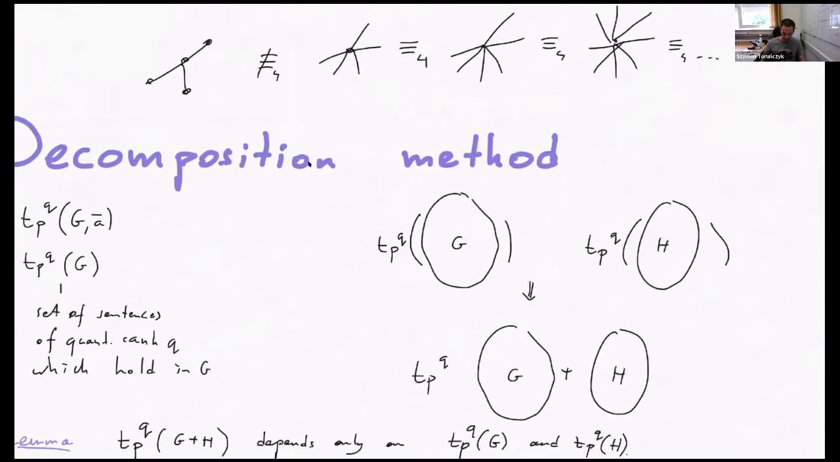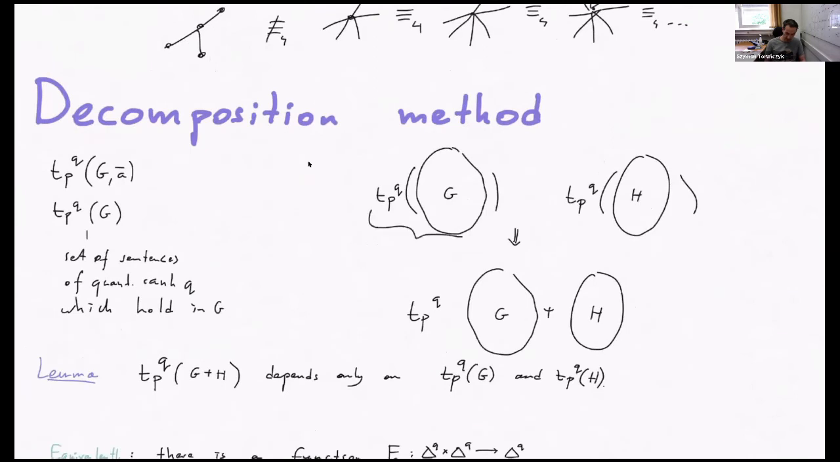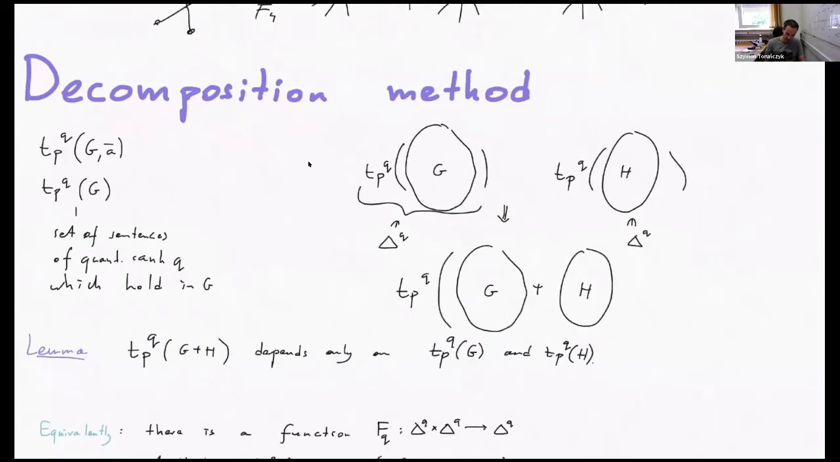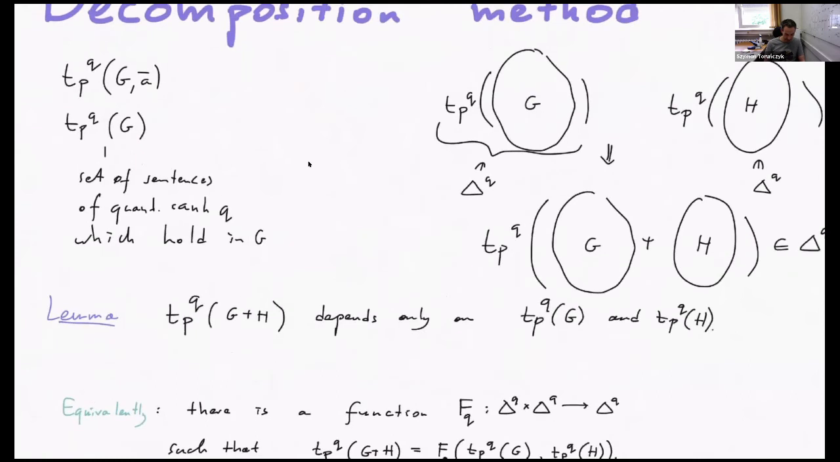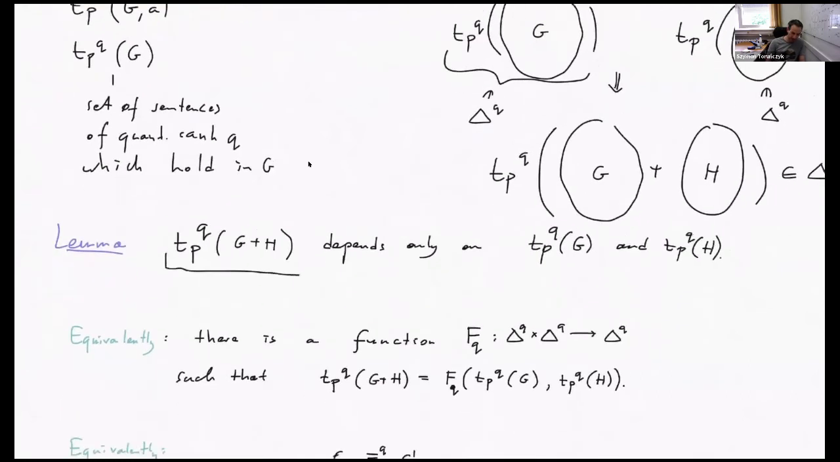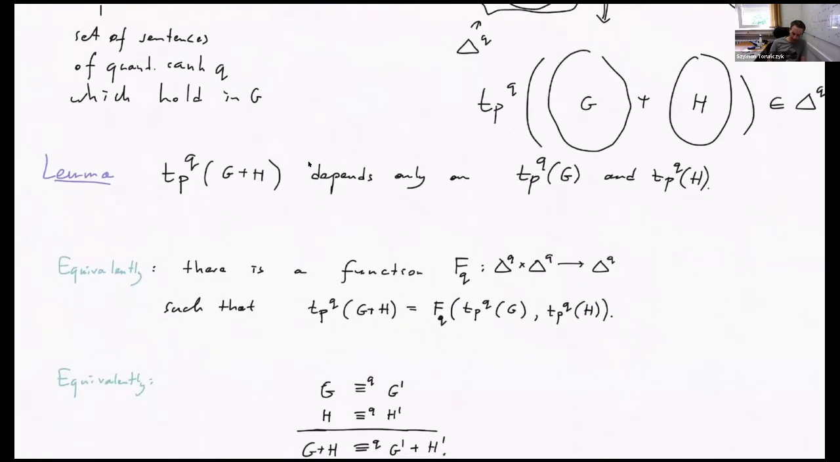finitely many possible types of a given quantifier rank. So this thing is a member of a set of finitely many types of quantifier rank Q. And the type of this graph H is an element of the same set. And the statement is that if you know those two elements, then you can compute out of this the type of the disjoint union. So here's the statement. The quantifier rank Q type of a disjoint union of G and H depends only on the types of G and of H of the same quantifier rank Q.